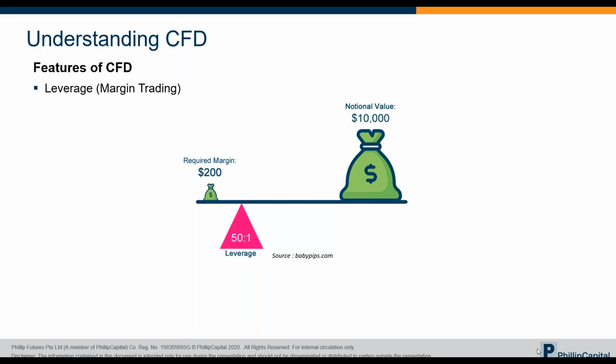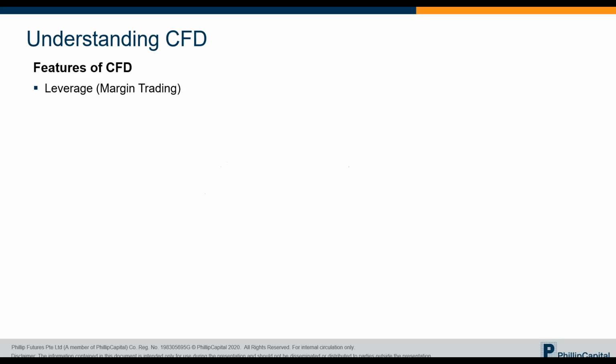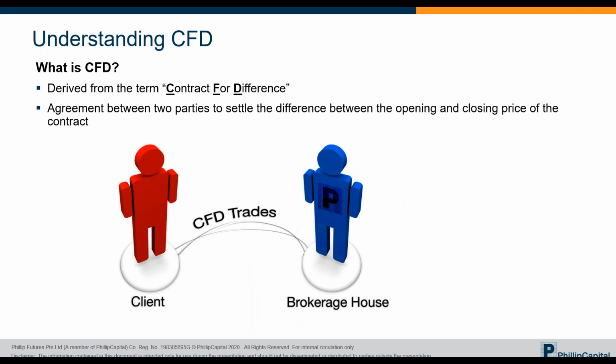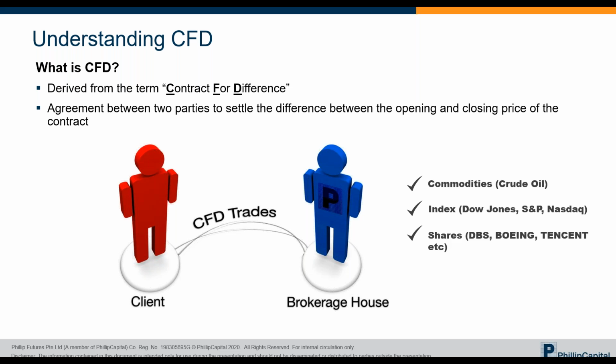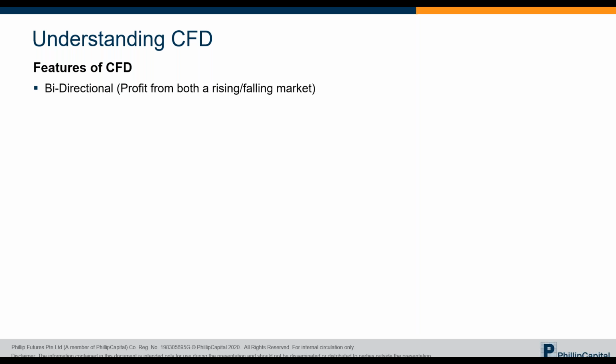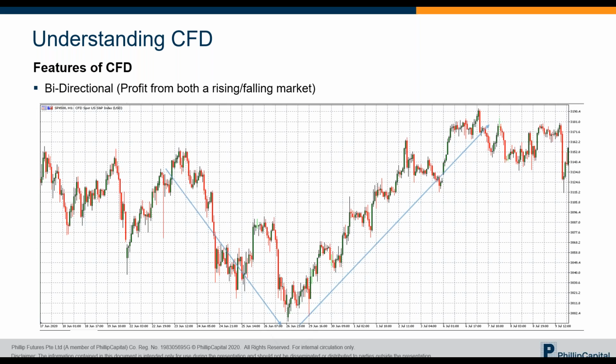Yes. Okay, so maybe I'll do a very quick run through of the previous slide. CFD is basically a contract for difference, an agreement between two parties to settle the difference between the entry and closing price of the contract. This is just the chart that I was showing earlier, the S&P index from mid-June to July. As you can all see from this chart, prices do not usually move in just one direction, so you can also profit from both a bearish and a bullish market.